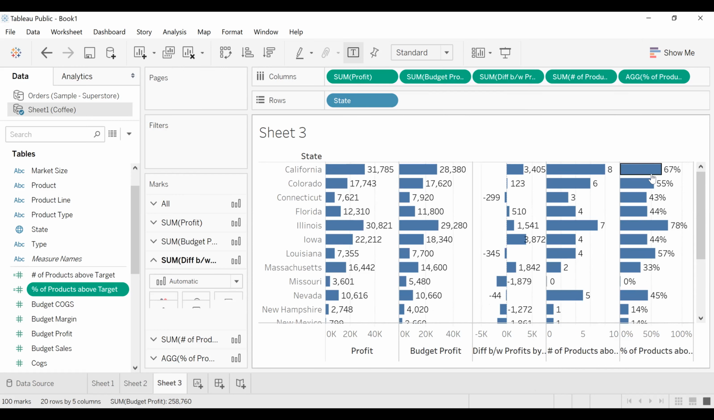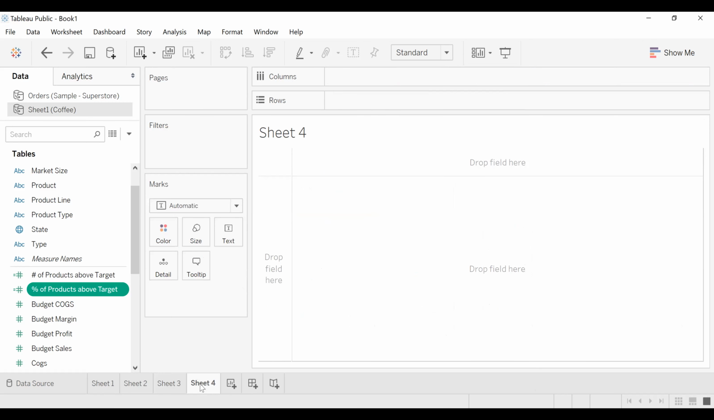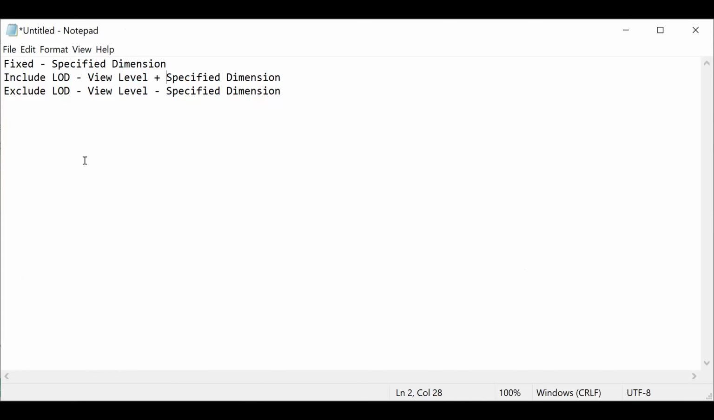So if you understand this include LOD, the exclude LOD is similar to the include one. So what is exclude LOD? It is the view level minus the specified dimension. Right? So whatever is the view level, the grain of the view, it will subtract the dimension which we specify in the calculated field.